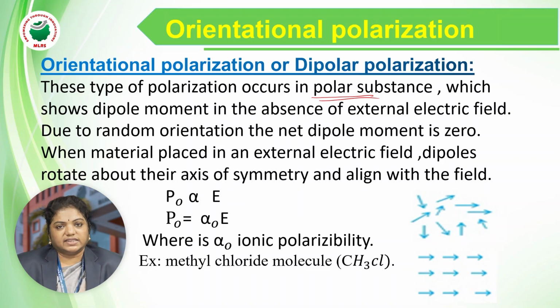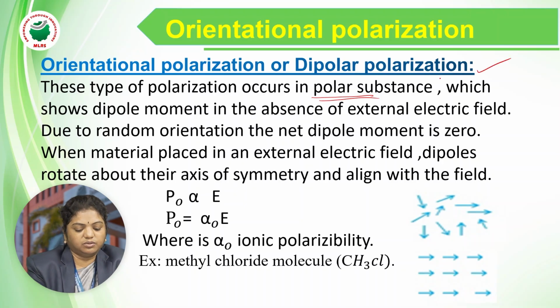This type of polarization is called orientational polarization. Orientation means dipoles already exist. Whenever we apply the electric field, all dipoles are oriented, meaning they change their direction along the electric field. This kind of polarization is called orientational polarization or dipolar polarization.